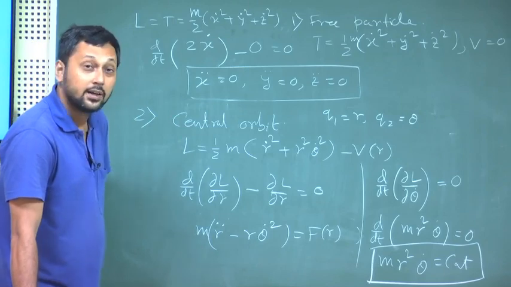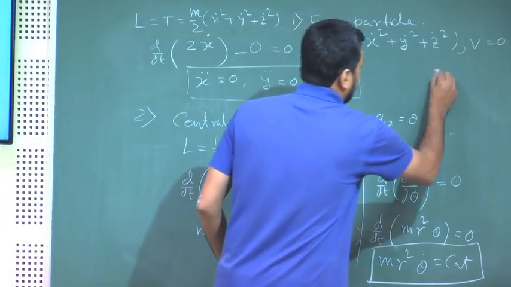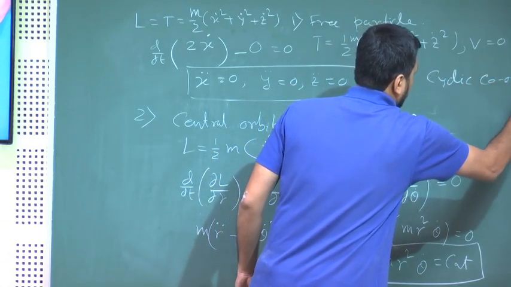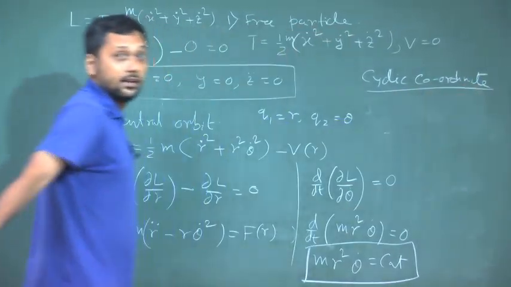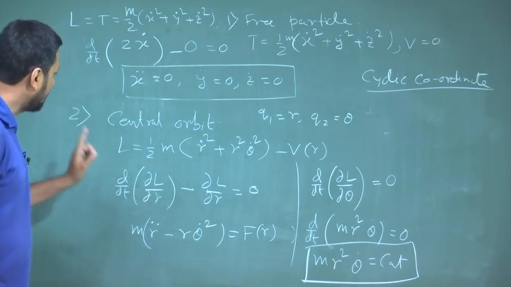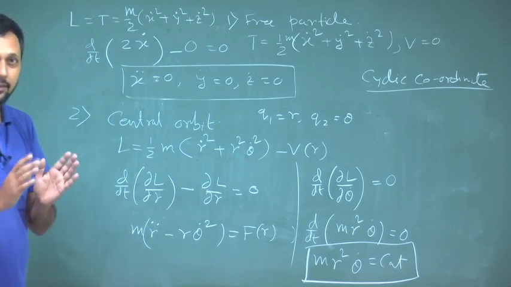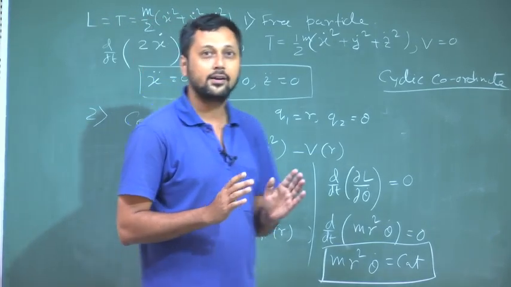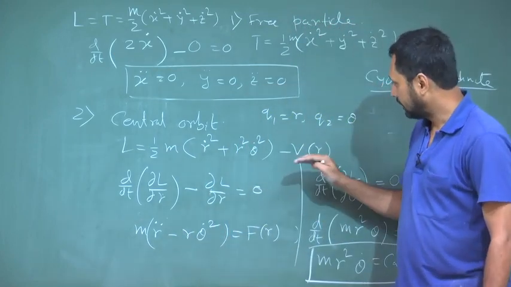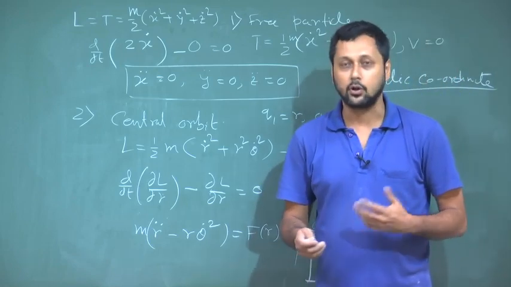I will stop the class here just by defining a single quantity, which is called the cyclic coordinate. I will give you an example. Theta in this problem is the cyclic coordinate, because theta does not occur in the Lagrangian explicitly. The generalized coordinates which do not occur in a Lagrangian explicitly are called cyclic coordinates, which in this case is theta. We will see more examples of how to solve problems with the Lagrangian.